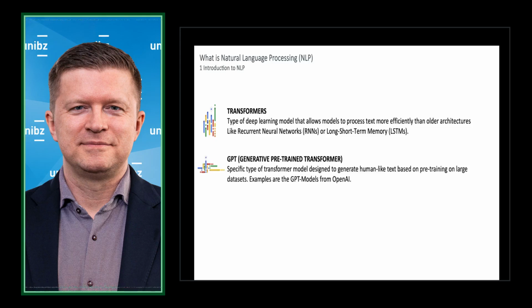And the second one is GPT. Again, it stands for Generative Pre-trained Transformer. It's a specific type of transformer model that is specifically designed to generate human-like text based on pre-training on very, very large data sets. That's why, for example, it is so expensive to train models like GPT-4o, which costs a lot of resources. Yeah, all the OpenAI models are, for example, GPTs. That's where the name comes from.